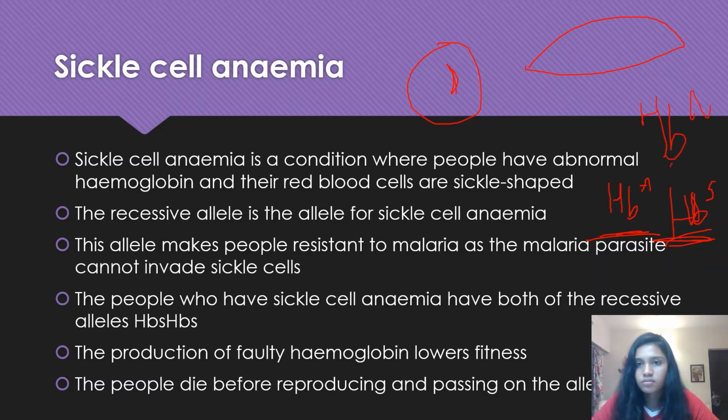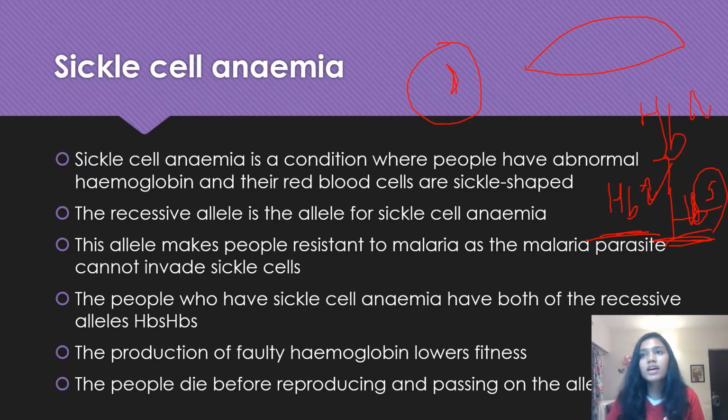They're the same. Okay, but S is always for the recessive allele for sickle cell anemia. But this allele, the HBS allele, also makes people resistant to malaria. Why? Because of the weird shape of the red blood cell produced as a result of this genetic change. The malarial parasite, that is Plasmodium, cannot invade the red blood cells. So it cannot infect people, so people don't get malaria.